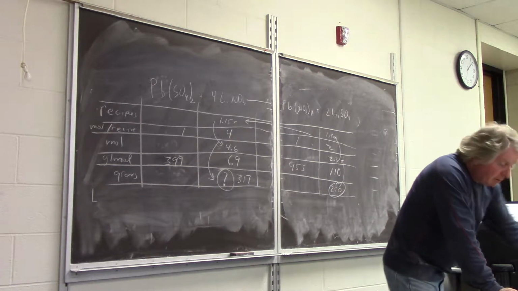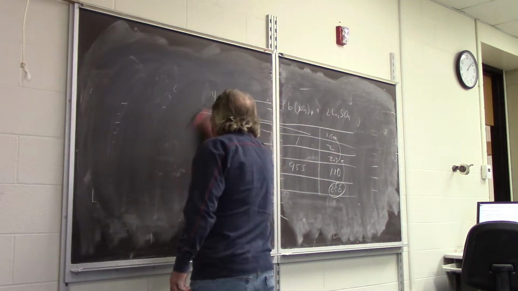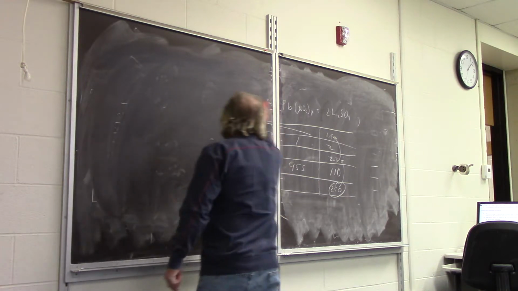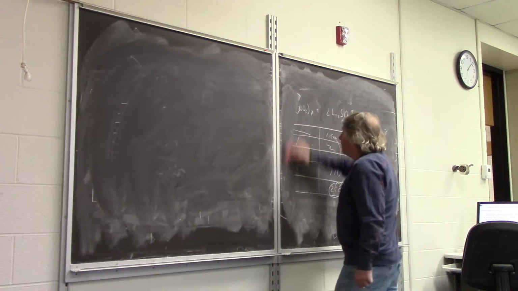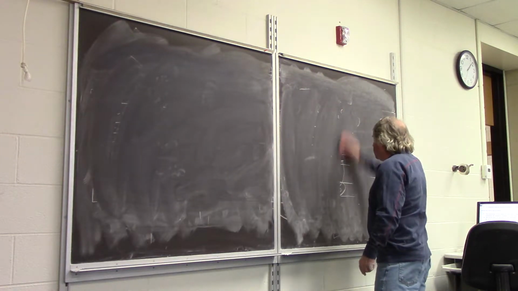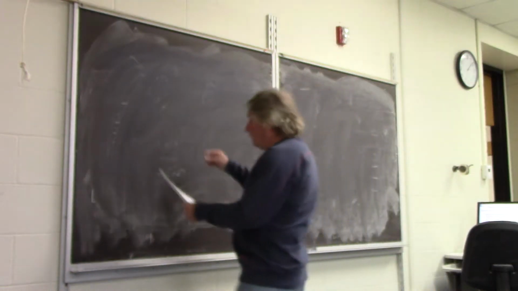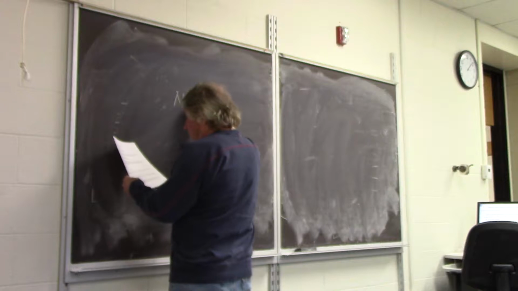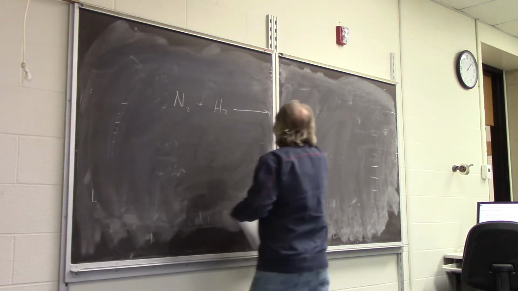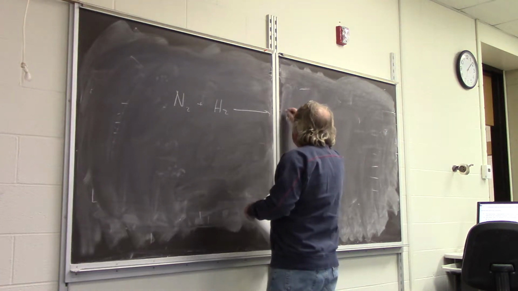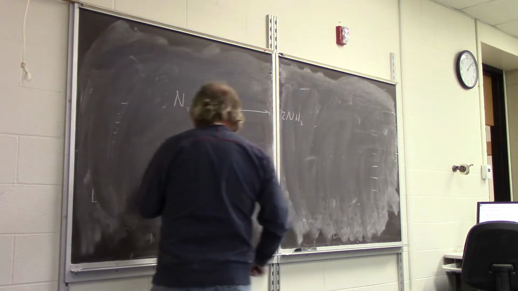All right, so let's do the next two. Next two are limiting, and what that means is that one of the reactants, you're going to run out of it before the other ones. We're doing grams, so we can just use this table and make life easier. We have to balance the equation first of all, and I think it's going to be that.